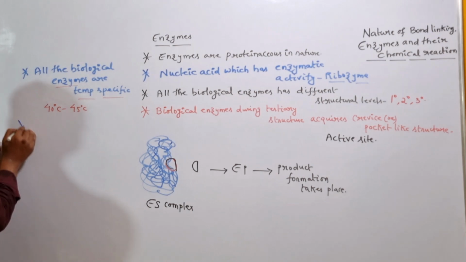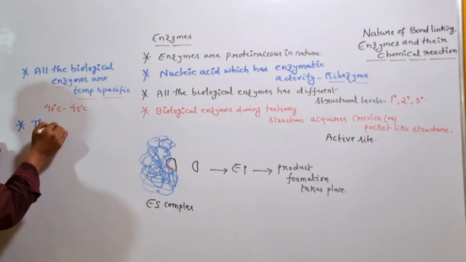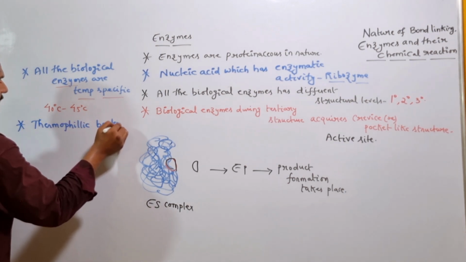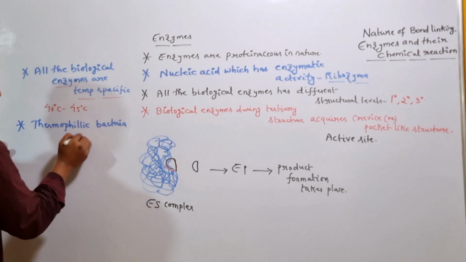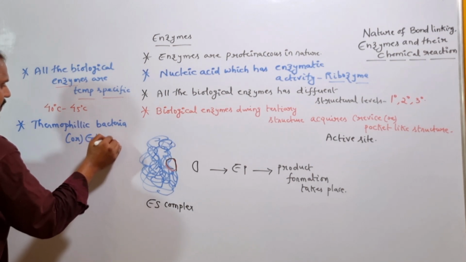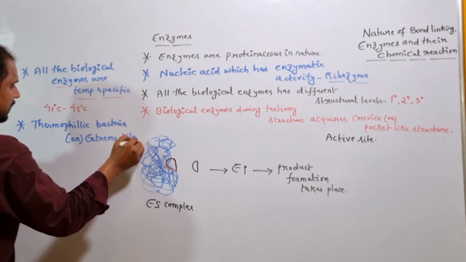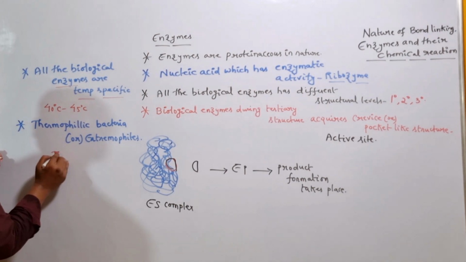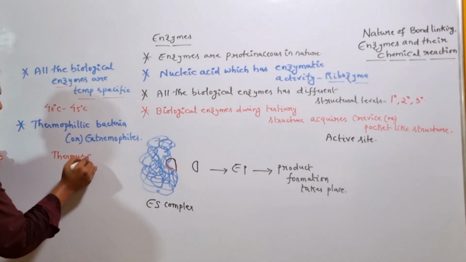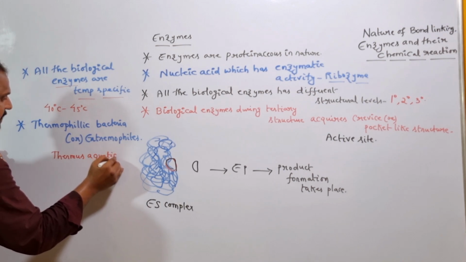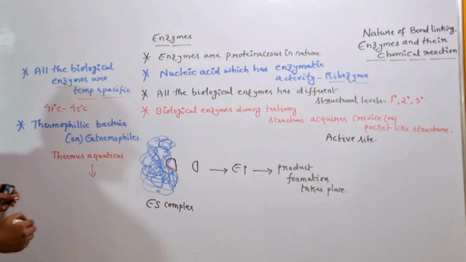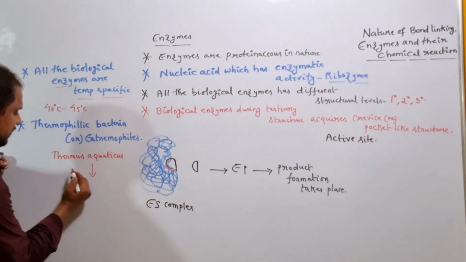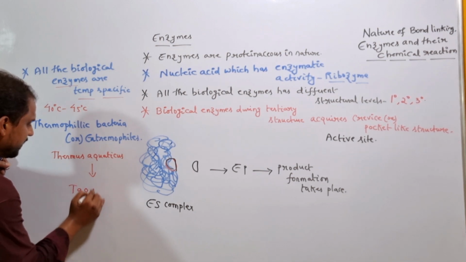Thermophilic bacteria, or in other terms, here we can consider it as extremophile. So here the specific thermophilic bacteria, here it is nothing but what? Thermus aquaticus. From the specific Thermus aquaticus, a specific enzyme is successfully isolated here, and here it is nothing but what? Taq polymerase.